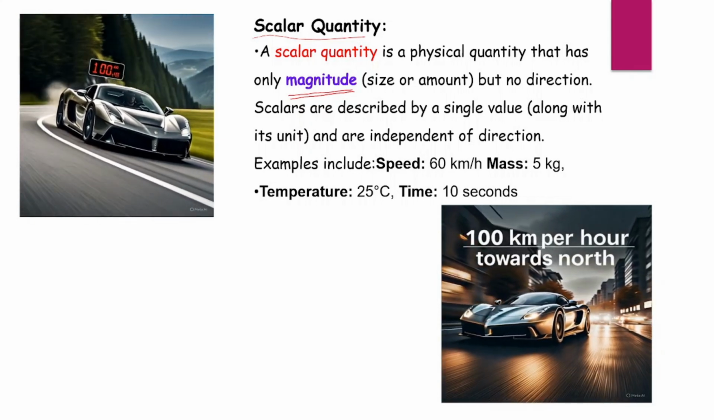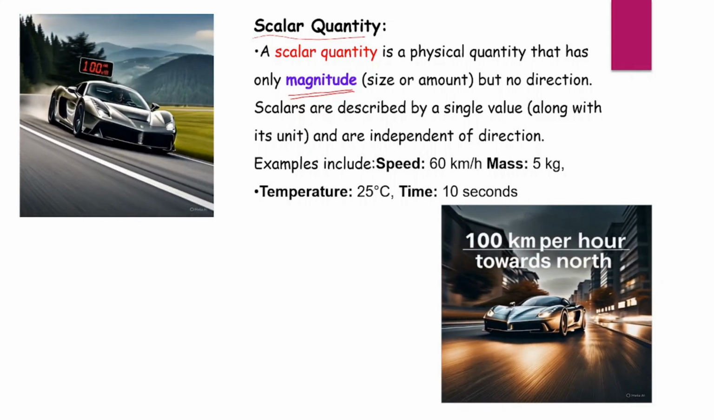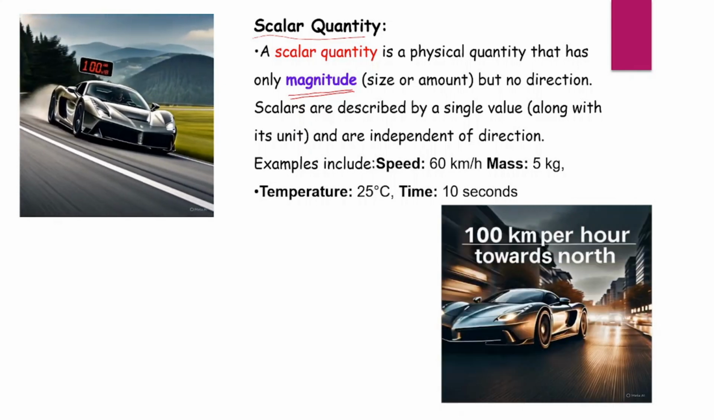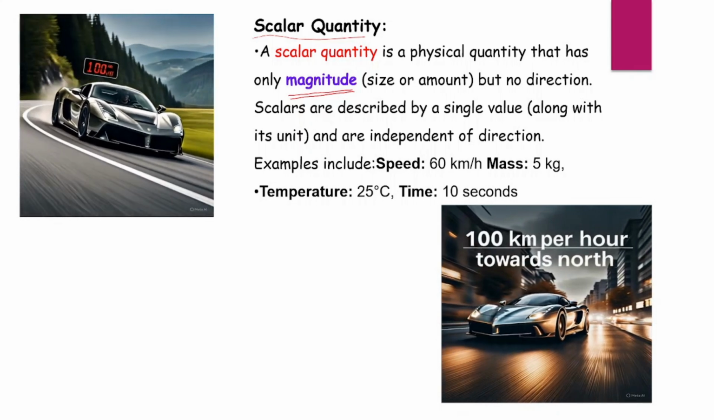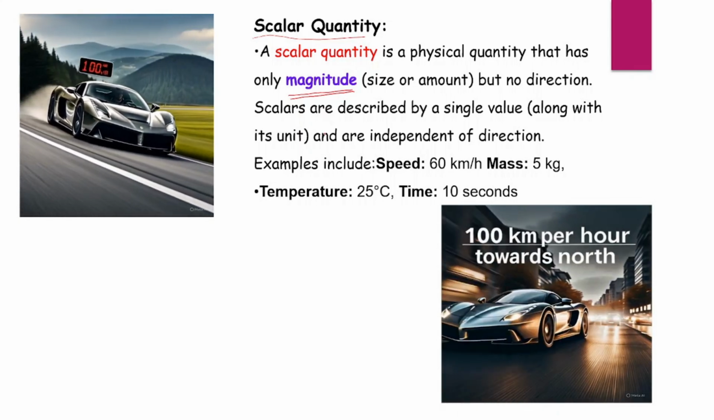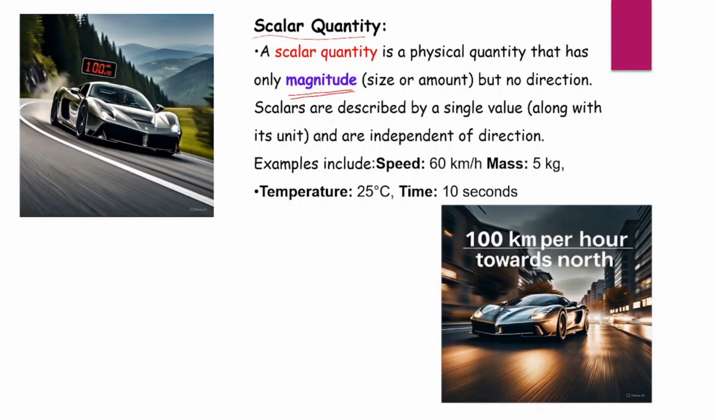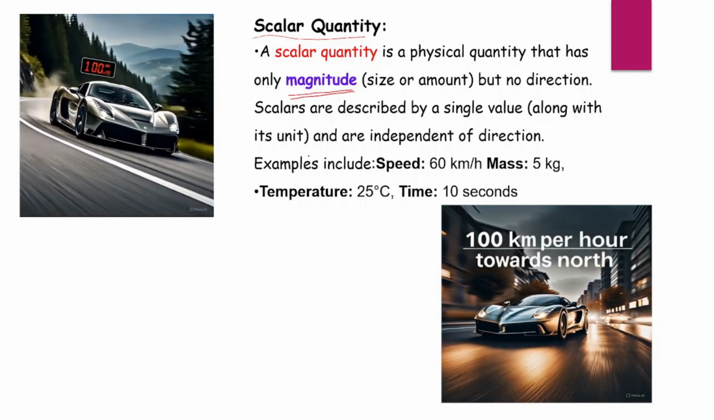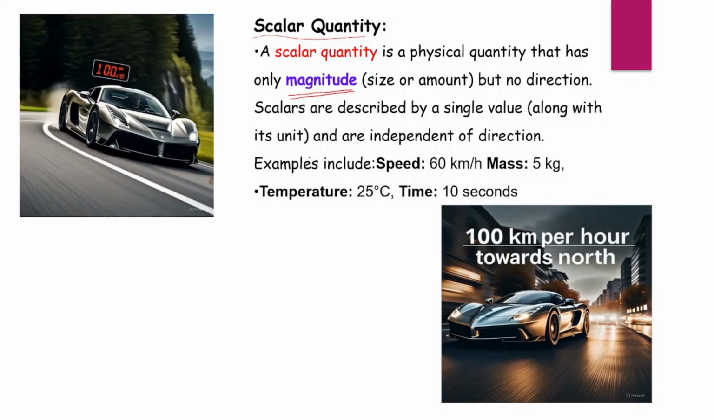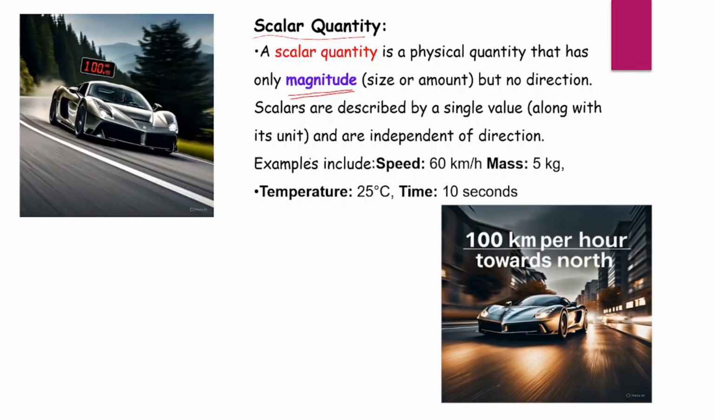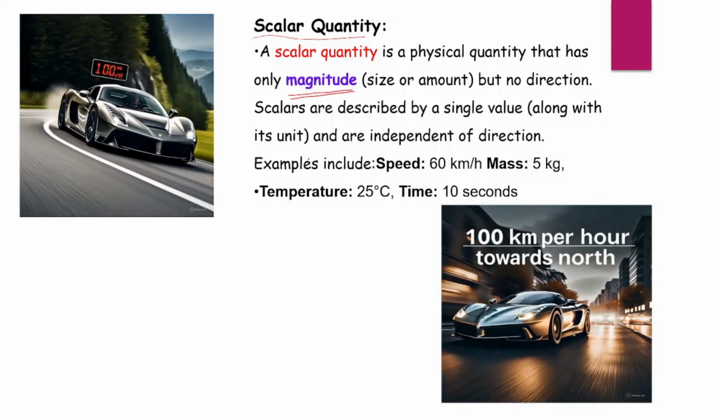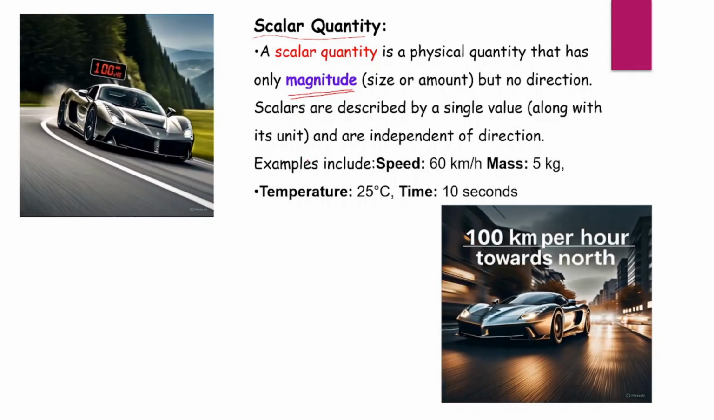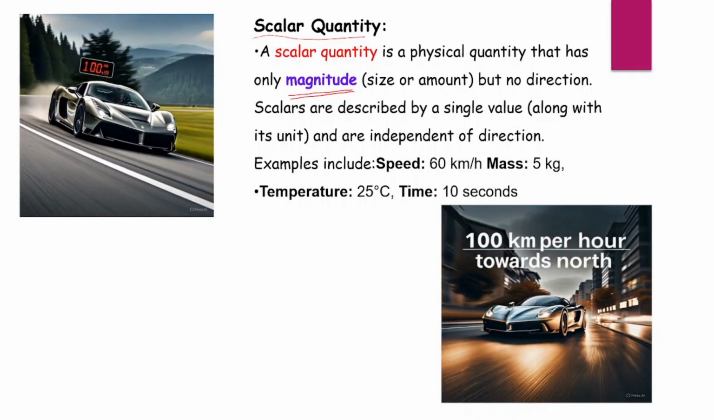And such a physical quantity which has only this measure or magnitude, but does not say anything about the direction of the car or vehicle or anything, is known as a scalar quantity. So what is a scalar quantity? A scalar quantity is a physical quantity that has only the measure or only the magnitude. It may be size or amount, but it has no direction.